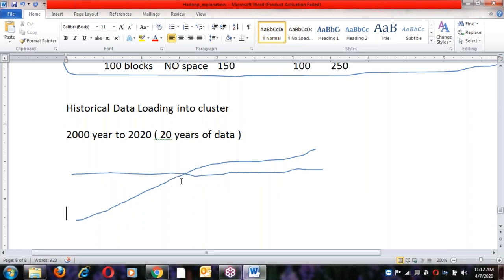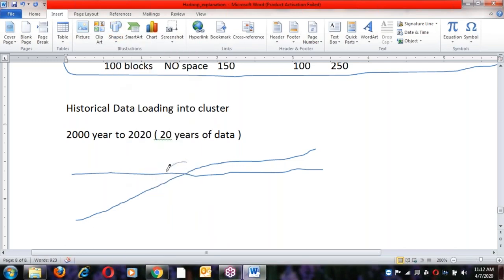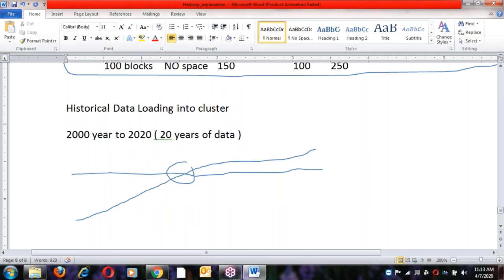Sales gradually increase like this. What is this point? This point is the break-even point. Once sales and expenditure are both the same, zero balance, that is called the break-even point. After getting break-even, this part is the profit.